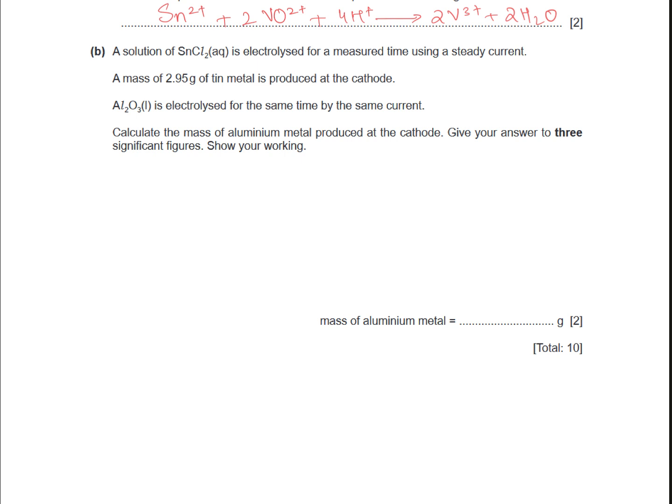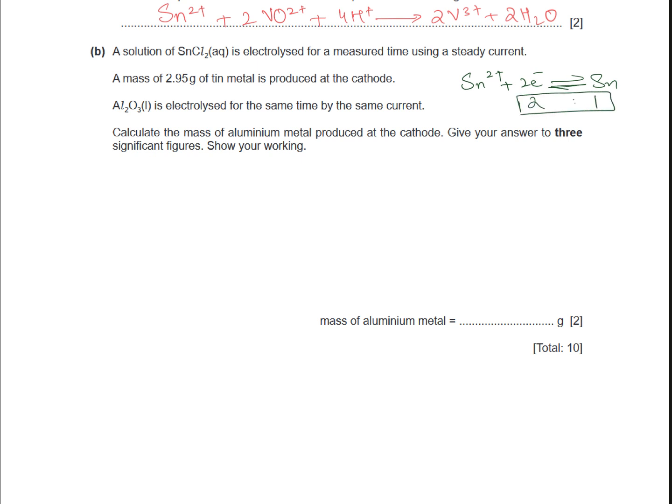Okay, so we have a solution of SnCl2 which is electrolyzed for a measured time using a steady current. A mass of 2.95 grams of tin metal is produced at the cathode. Aluminium is electrolyzed at the same time, and this reaction is happening as well. Okay, so firstly we know that Sn2+ plus 2e- is going to give us Sn in this case. So the mole ratio for electrons to Sn2+ is going to be 2:1. Okay, we need to know this as well.